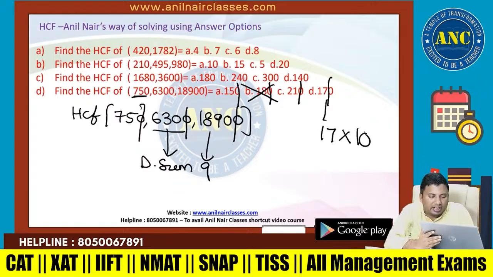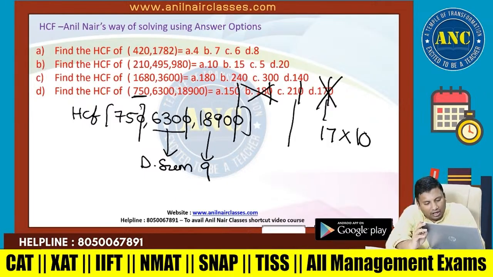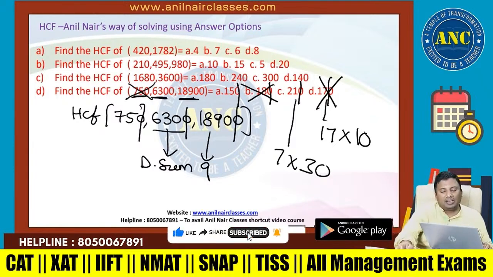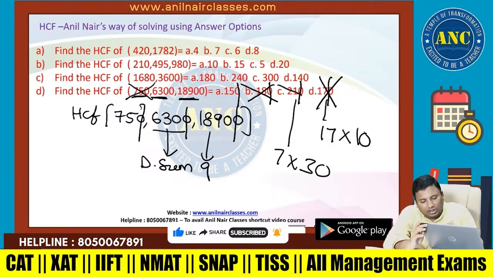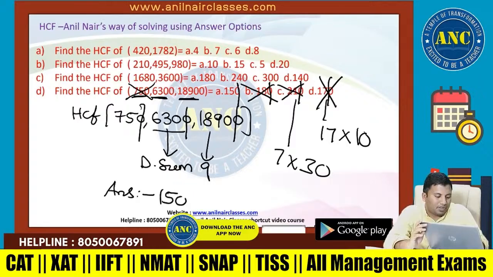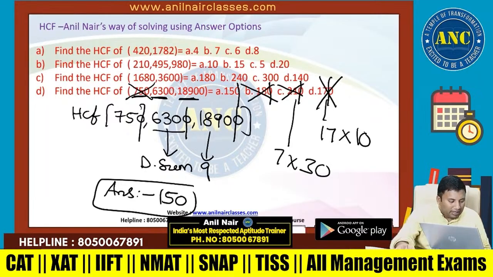170 is 17 into 10. 750 is not divisible by 17, right? So that is out. Next one. 210 is 7 into 30. This is divisible by 7, this is divisible by 7, but 750 is not divisible by 7. 210 is out. Answer is 150. I hope it is clear.